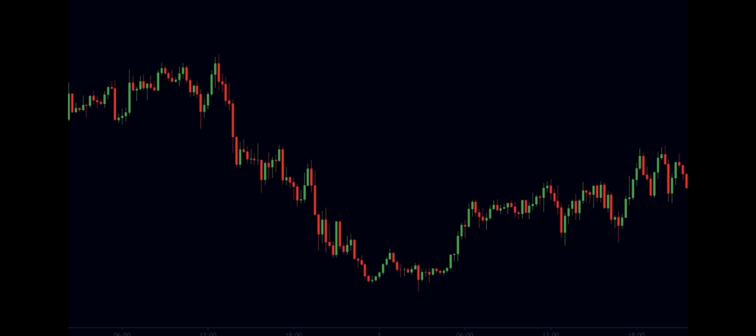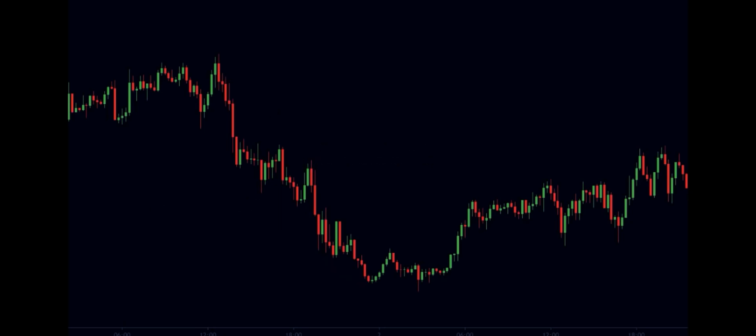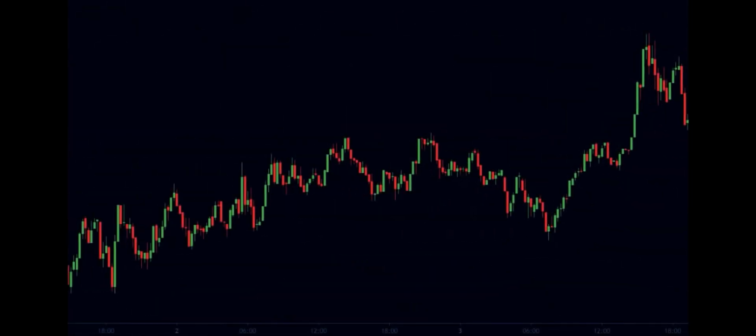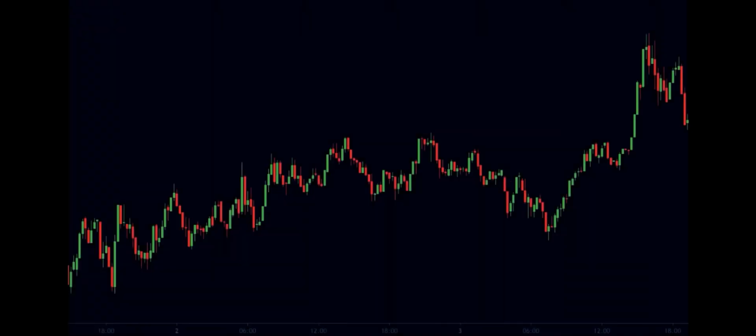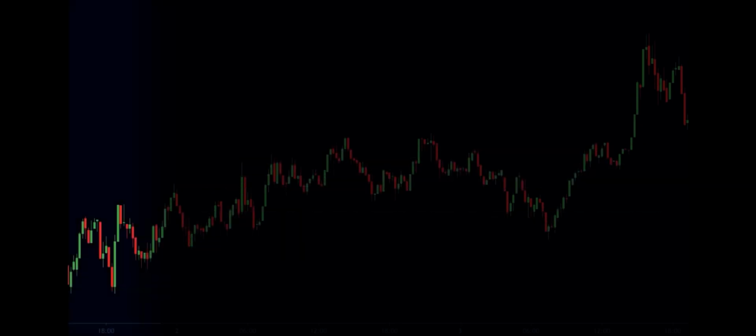Supply and demand trading is so powerful that it allows you to spot high probability reversals and ride the moves to the exact end. Therefore, in recent years, it has become one of the most popular ways of trading. But why does supply and demand work? When we talk about supply and demand, we are essentially talking about the big institutions that buy and sell in huge quantities. We as small retail traders do not influence the market. It is the demand and supply dynamics of these big institutions that influence the market.